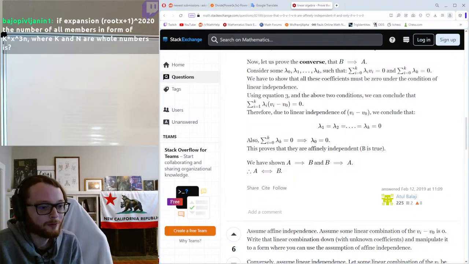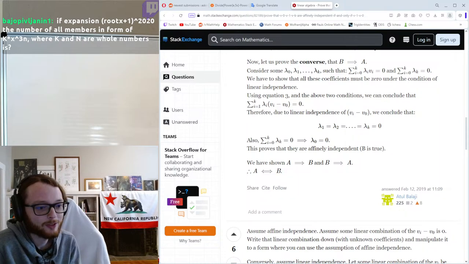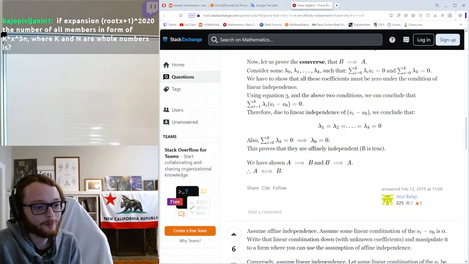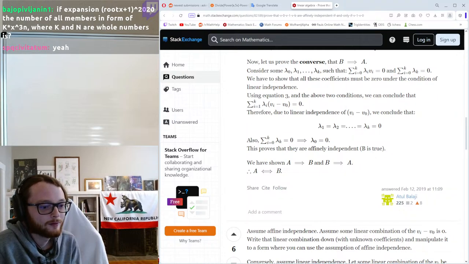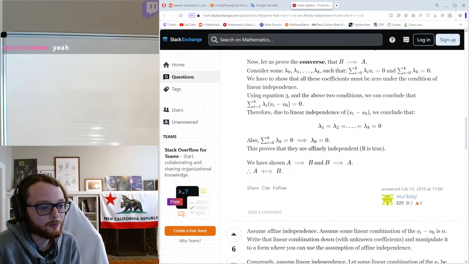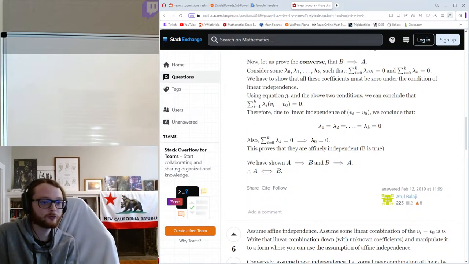Oh gosh, we got another classic binomial expansion. In the expansion of root x plus 1 to the 2020... So yeah, SPQ, that makes sense now that I think about it more. The number of all terms in the form kx to the 3n, where k and n are whole numbers, is, ooh. How many multiples of 3 for the exponent? With a whole number coefficient. Oops.